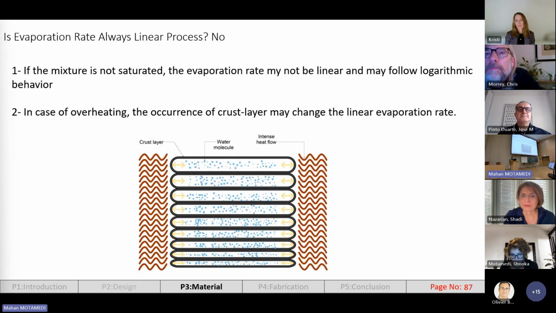And there are two scenarios in which the evaporation rate is not linear. The first is that, as I explained, the material is not saturated. And the second is the case of overheating. So if we overheat the material, there might be the occurrence of a crust layer on the outer surface of the material, which will not let the water molecules exit the material composition, and the evaporation rate will not follow the same model.